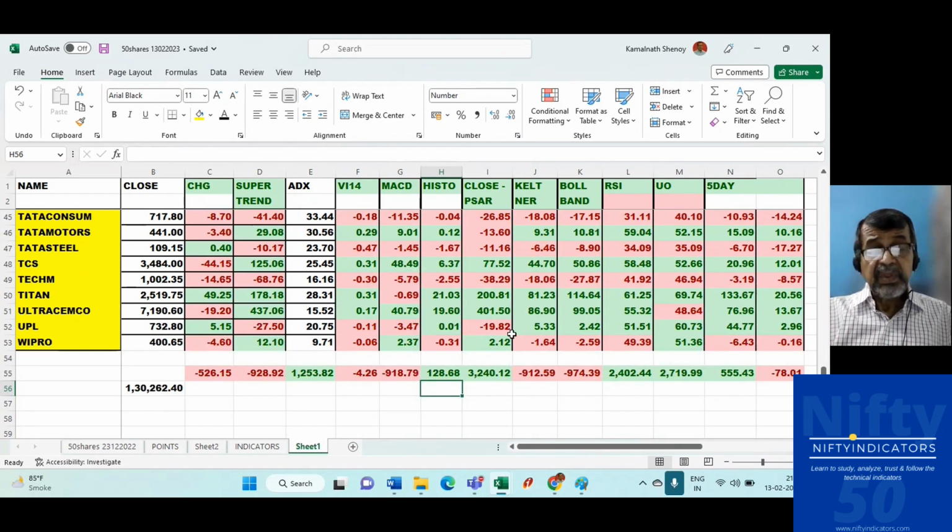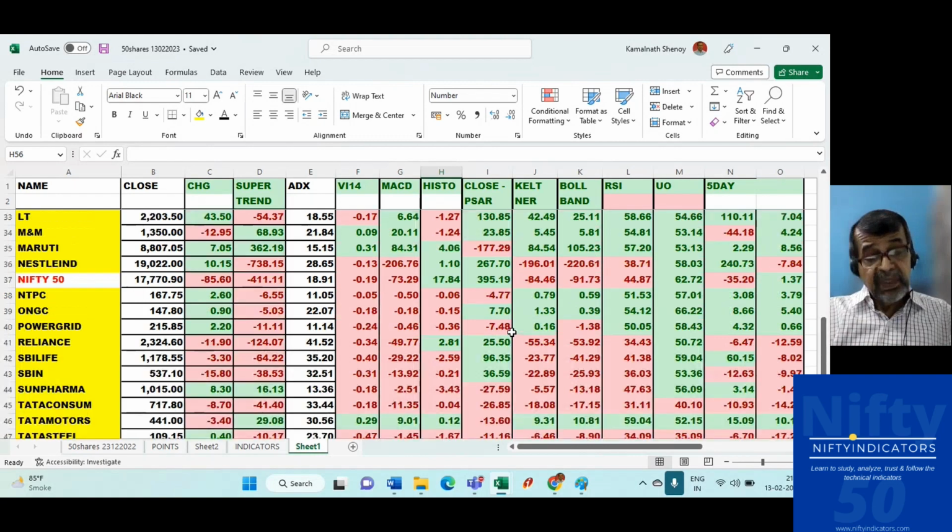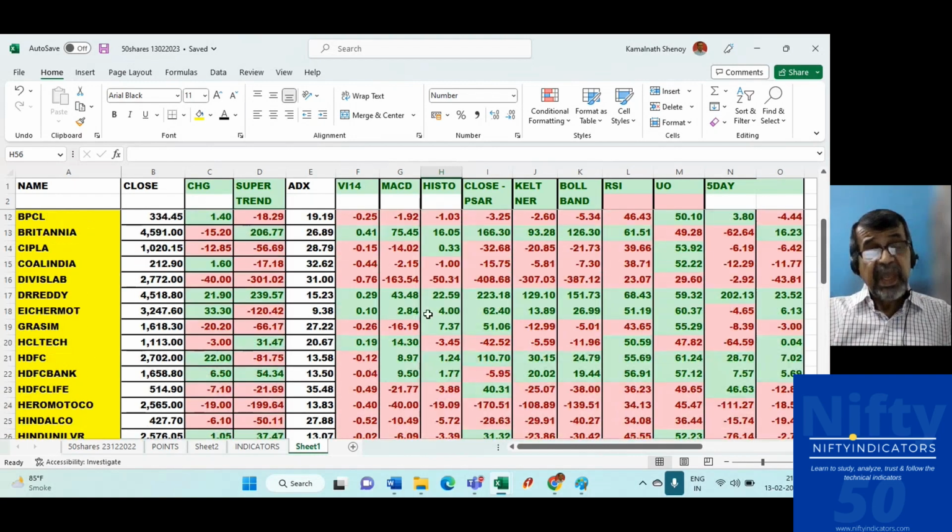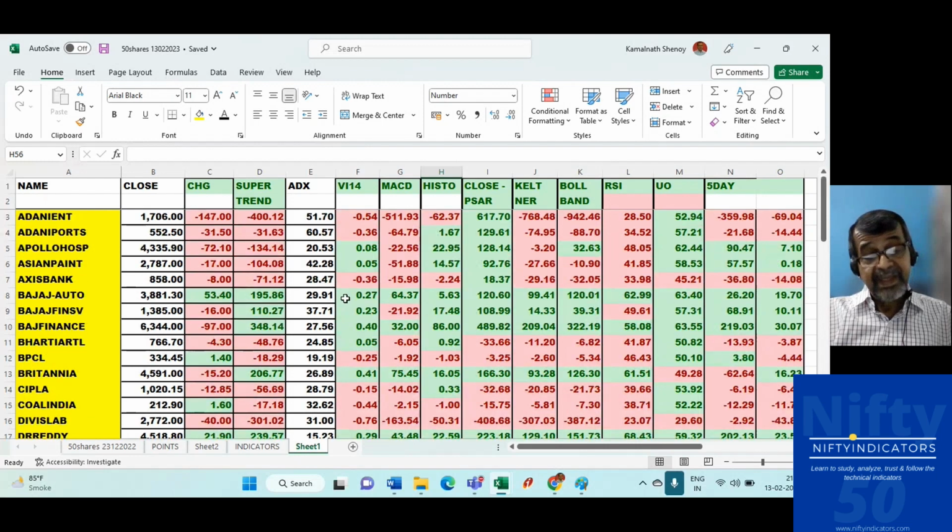So have a look at all these, analyze properly, and the oft-beaten cliche that I often tell: plan your trade and trade your plan for tomorrow, and let us take it up from tomorrow morning, how it goes. Let's see how it goes, and then let us take it up from there.